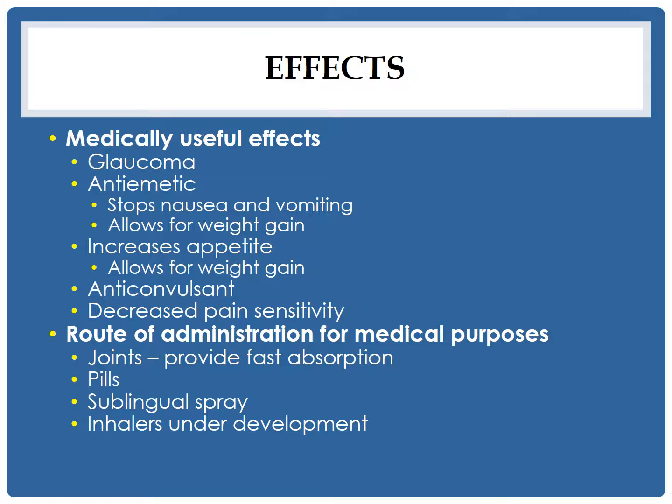When people take these drugs for medical purposes, a lot of people smoke them with joints. This provides fast absorption, but they're also available as pills, which, as we've discussed before, just makes the effect take longer and not be as strong. Sprays, sublingual sprays, which are sprays for under the tongue, are available, and then inhalers are also being developed.